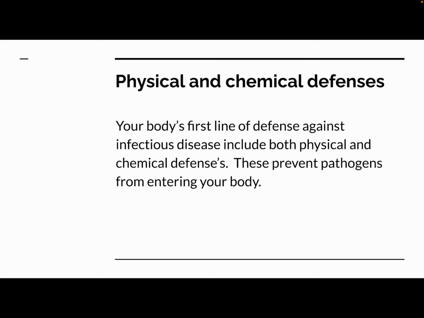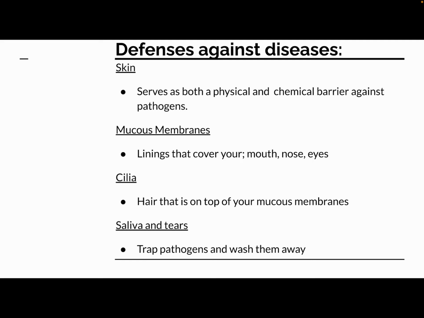Your body's first line of defense against infectious diseases includes both physical and chemical defenses. These prevent pathogens from entering your body. You have many physical defenses too, such as your skin, mucus, cilia, saliva, and your tears.